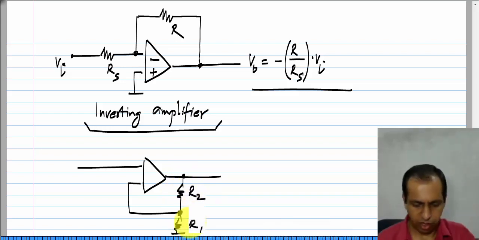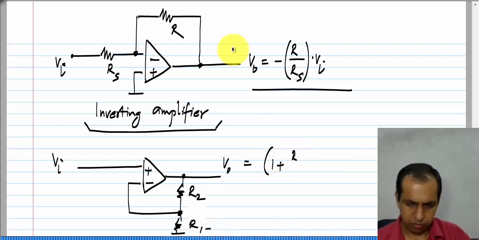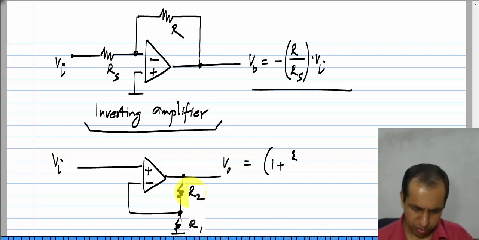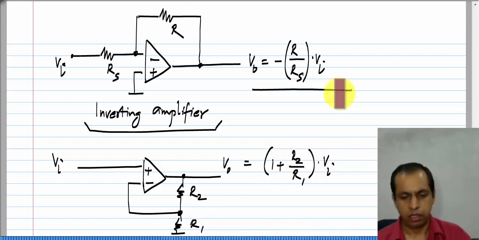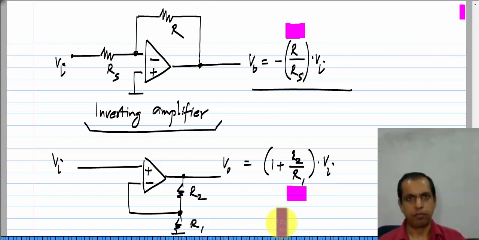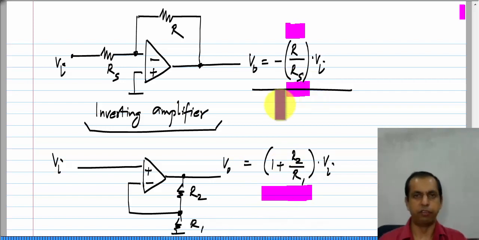If I call these R 1 and R 2 and V I and V naught, V naught will be 1 plus R 2 by R 1 times V I. In both cases, the gain depends on ratio of resistors. Okay. It does not really depend on the op amp. If the op amp is ideal, the gain will be exactly this much, 1 plus R 2 by R 1 for the non-inverting amplifier and minus R by R s for the inverting amplifier.